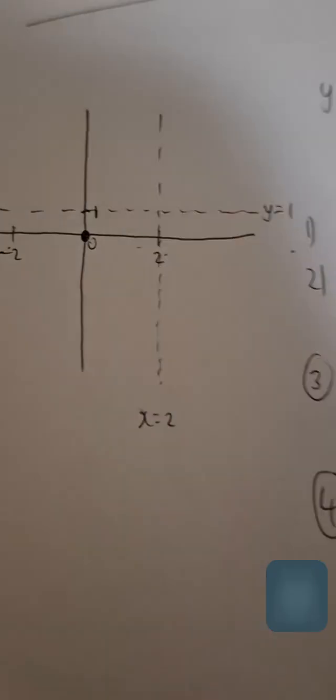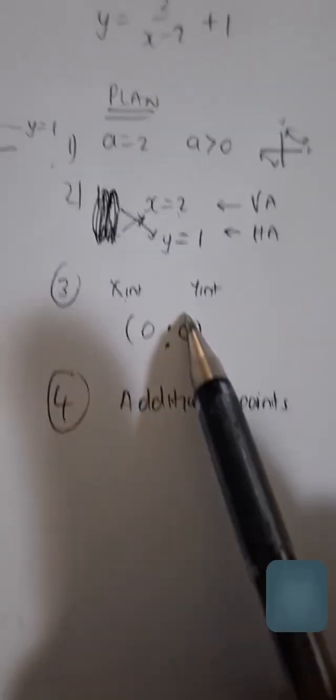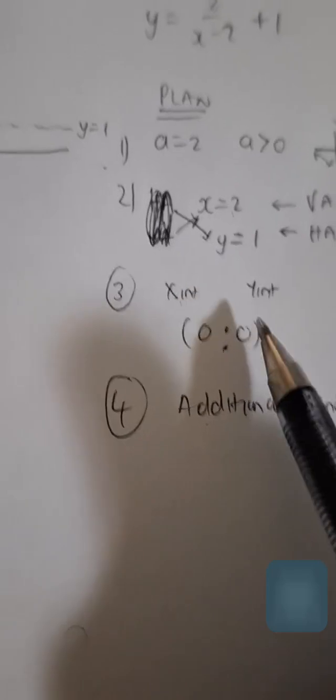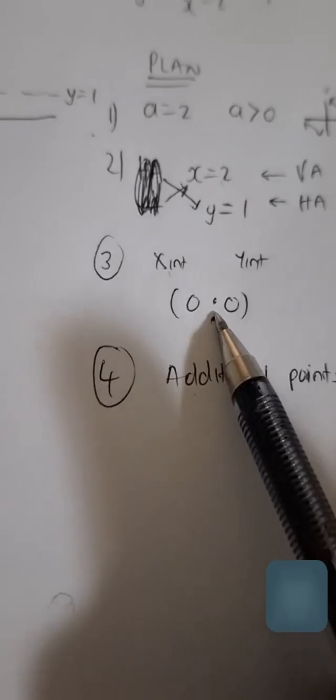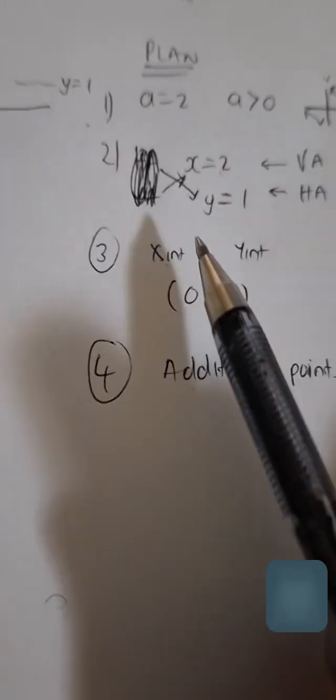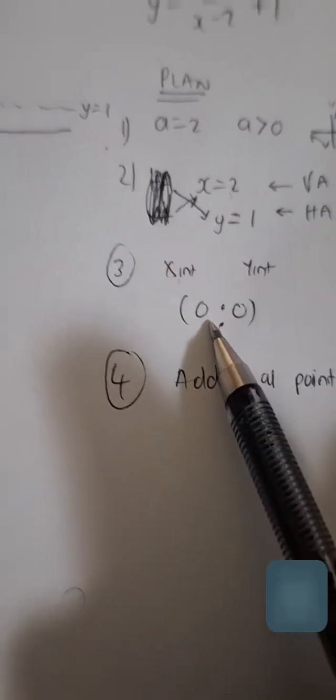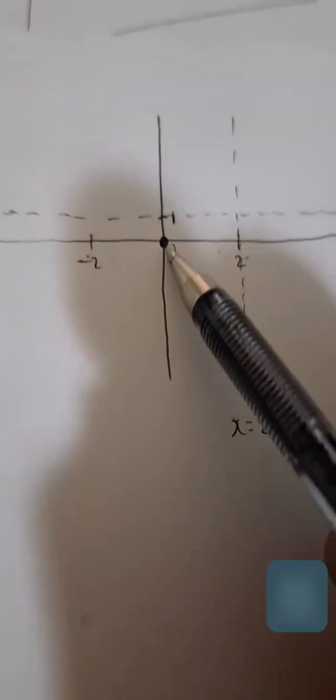Then point number 2, your x and your y intercept. Normally, your x and your y intercept will give you 2 points. But in this situation, there is one common point which defines both the x-intercept and the y-intercept, and that is the origin, 0, 0. Very rare. So that means we are going to have to sketch our function through the origin.